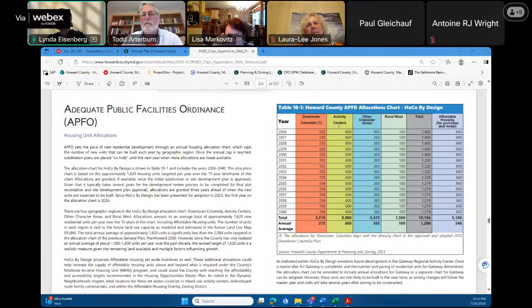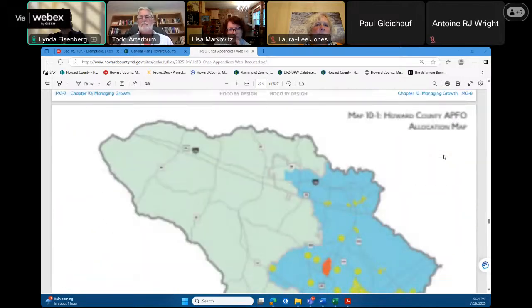So this is the chart that we would be referring to. It has downtown Columbia, activity centers, other characters, rural west. So that's our 1,400 units per year that are given out by the geographies. This would be for the policy area, which is affordable housing for purchase and rental that came out of the plan. And then these are the associated maps.